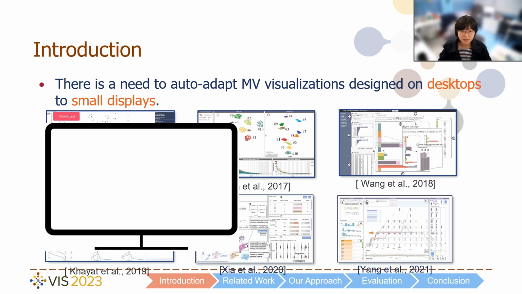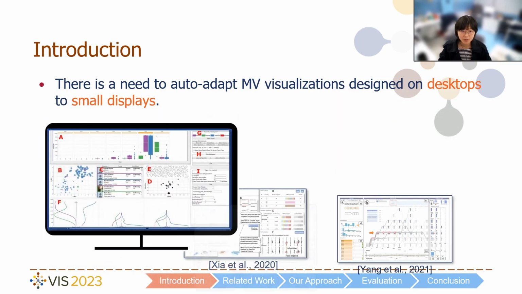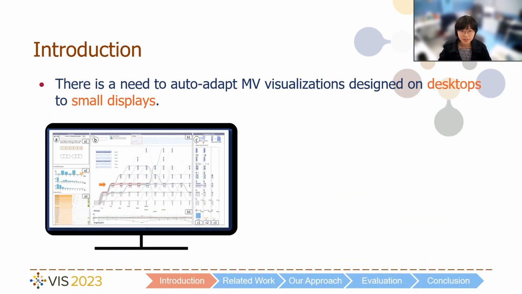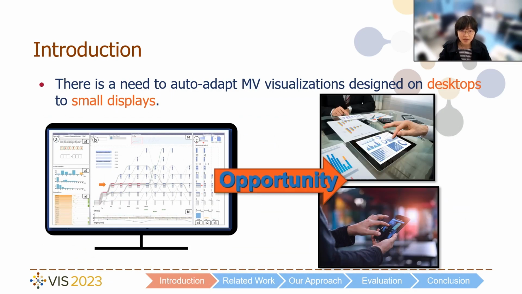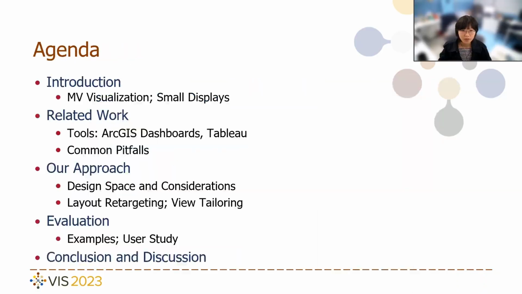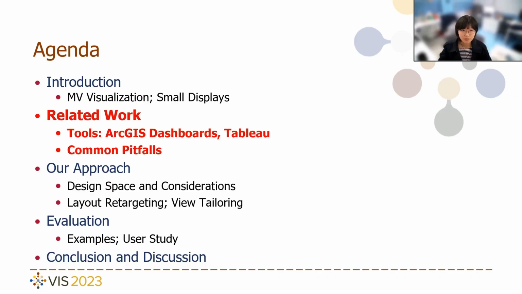This trend presents a golden opportunity for multiple view visualizations designed to look beyond just a desktop environment, and there's a need to auto-adapt multiple view visualizations designed on desktops to small displays. Existing works support some basic adaptations of multiple views from desktops to small devices. Now I would like to show some of the existing tools and their common pitfalls.